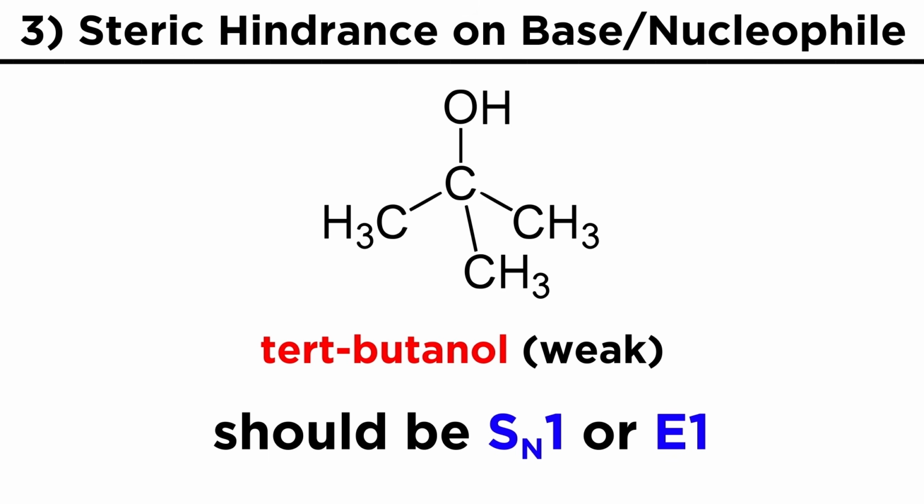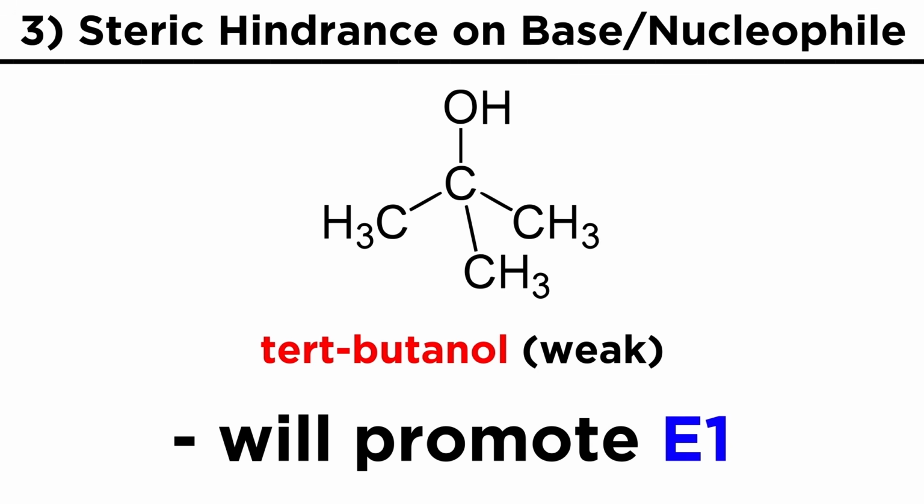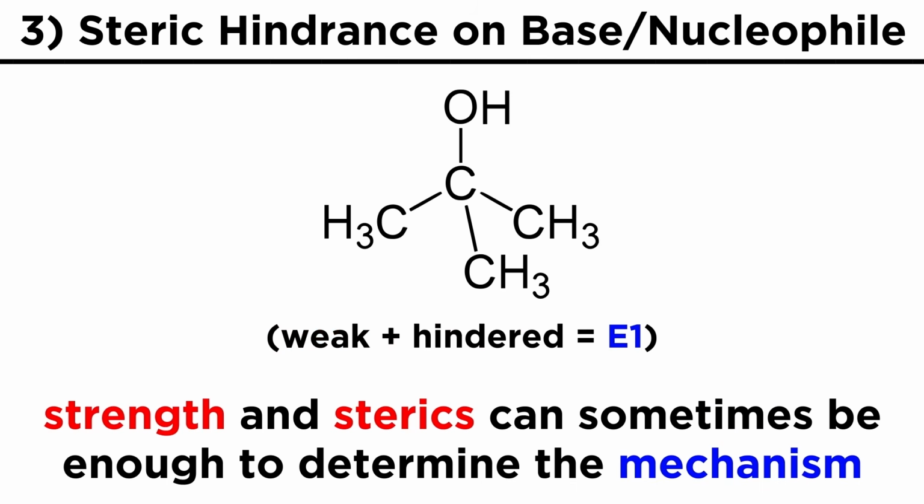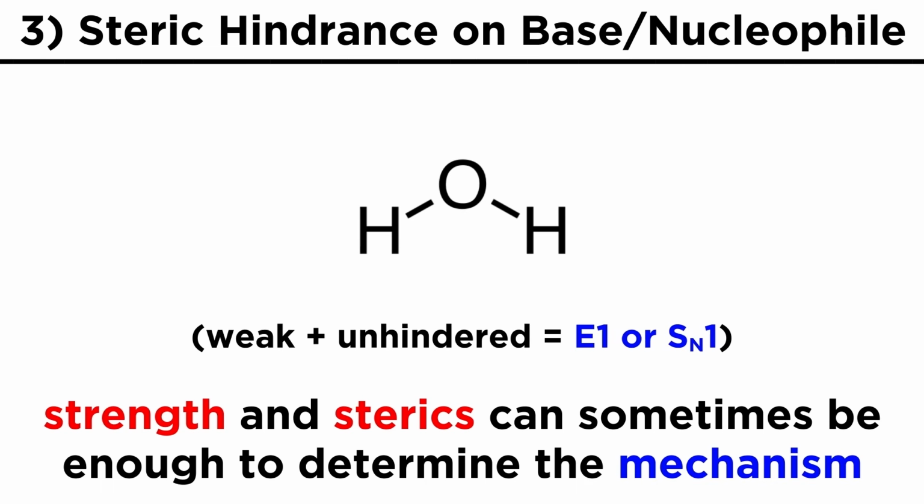As this is weak, we should consider SN1 or E1, and again, due to sterics, SN1 is not likely, and we can conclude E1. So we can see that looking at both strength and sterics of a base can sometimes be enough to determine the mechanism, although if the base is sterically unhindered, we can't get much information.